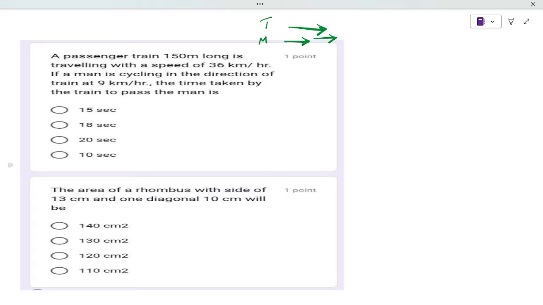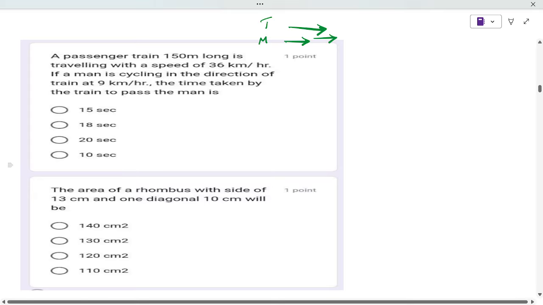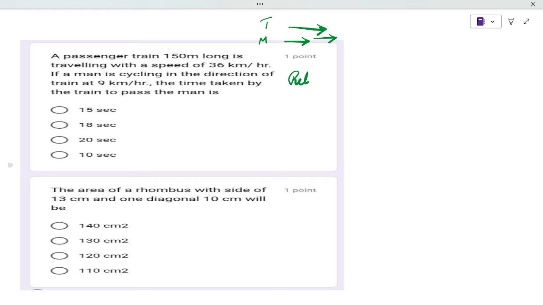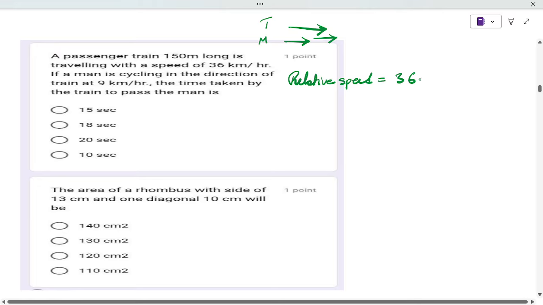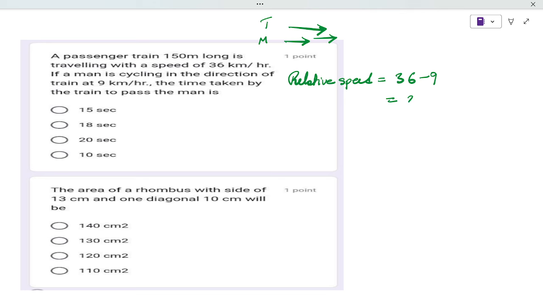Okay. Now, since they are traveling in the same direction, the speed will be minus. Earlier, they were traveling in opposite directions, that's why the relative speed was plus. Now they are traveling in the same direction, right? So it is minus. So the speed is what? One is 36, another is 9, minus 9. Then here it will give us 27 km per hour.